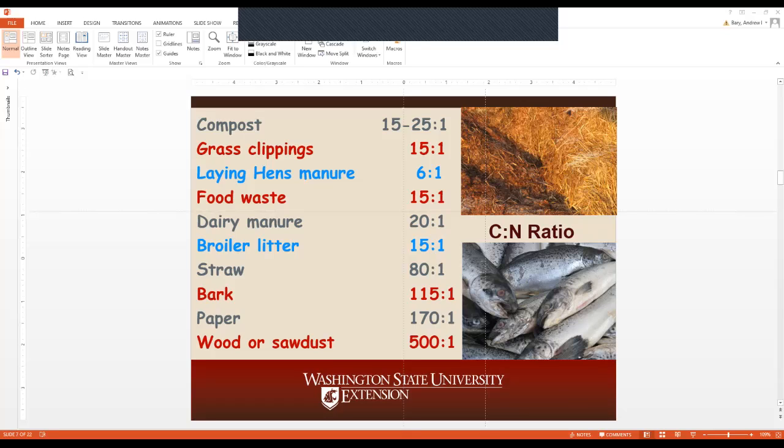When you're talking about C to N ratio, it's always some number to 1, and you'll see it in a couple different methods. You'll see it here where it's like 15 to 1, or sometimes they'll tell you the C to N ratio is 15, and it's always to 1. So that's what's going on with C to N ratio.